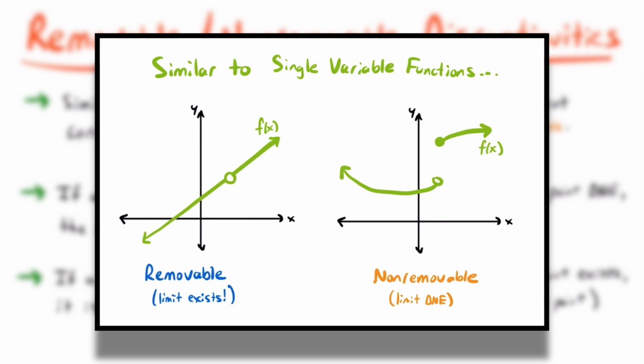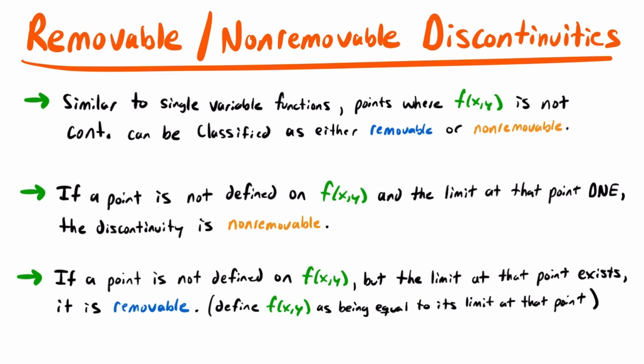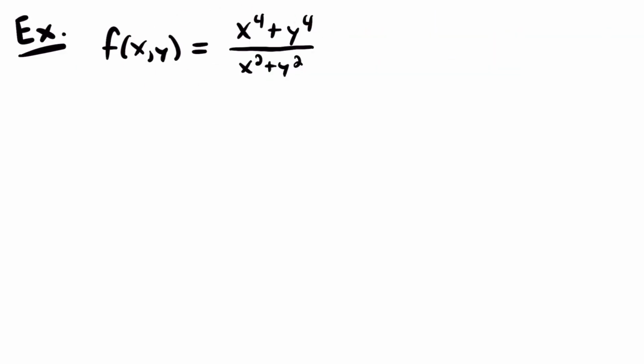Okay, the same idea is going to apply for multivariable functions. If a function is not defined at a point, it does have a discontinuity, but if you were to look at the limit at that point, you can determine whether it's non-removable or removable. If the limit does not exist, it's non-removable, but if it does exist, it's removable. All right, so as an example, consider this function, f of x, y is equal to x to the power 4 plus y to the power 4 divided by x squared plus y squared.